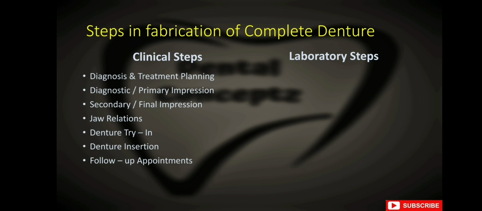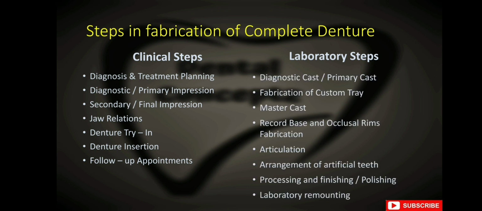The various laboratory steps are fabrication of a diagnostic cast or primary cast, fabrication of custom tray, master cast, fabrication of a record base and occlusal rims, mounting of occlusal rims on articulator, arrangement of artificial teeth, processing and finishing or polishing of the processed denture and laboratory remounting.